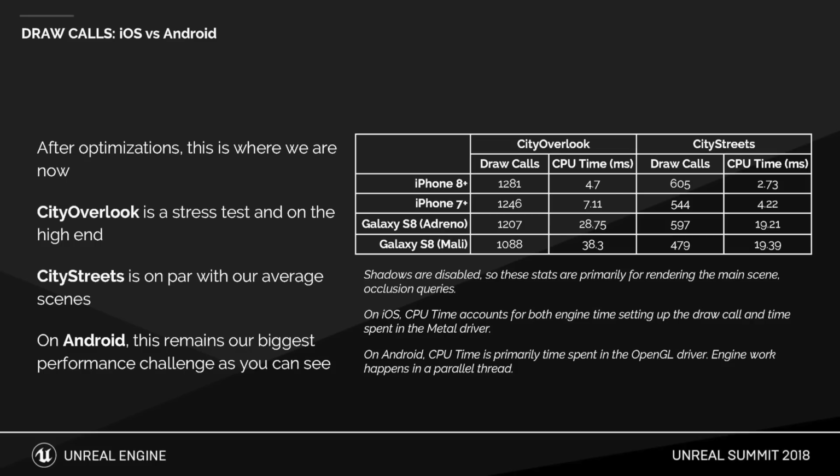And on Android, this is our biggest issue still. You can see the cost of the draw calls is much more expensive at the moment. We're working on that, and there's more work to be done. It's one of the optimization efforts that's ongoing with Android. We find, as I said, all of the CPU time is spent in the OpenGL driver because we have this parallel rendering thread which can do engine work.